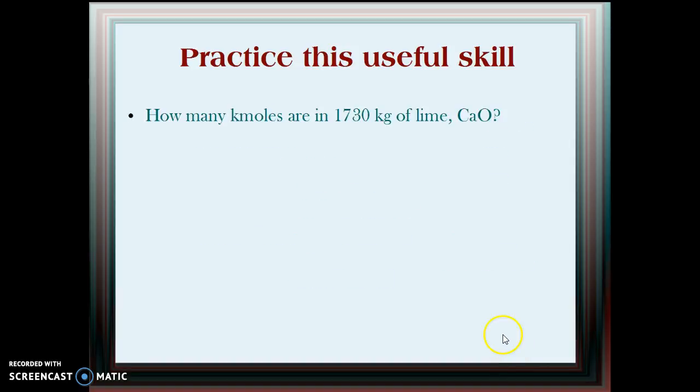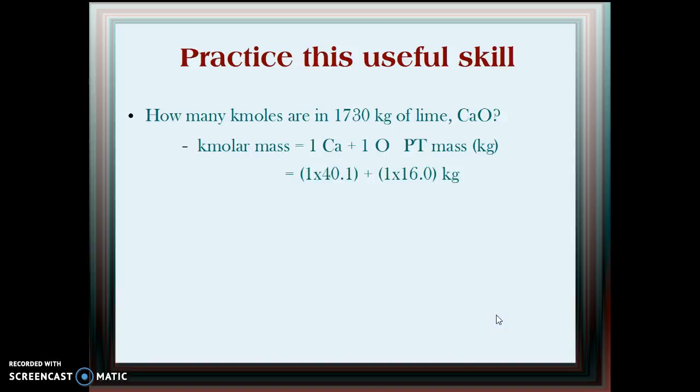How many kilomoles are in 1,730 kilograms of lime, calcium oxide, CaO? This could be an industrial application. Kilomolar mass is 1 kilomole of calcium plus 1 kilomole of oxygen, measured in kilograms. Oh, we look to the periodic table again, and we get 40.1 plus 16.0, or 56.1 kilograms per kilomole.